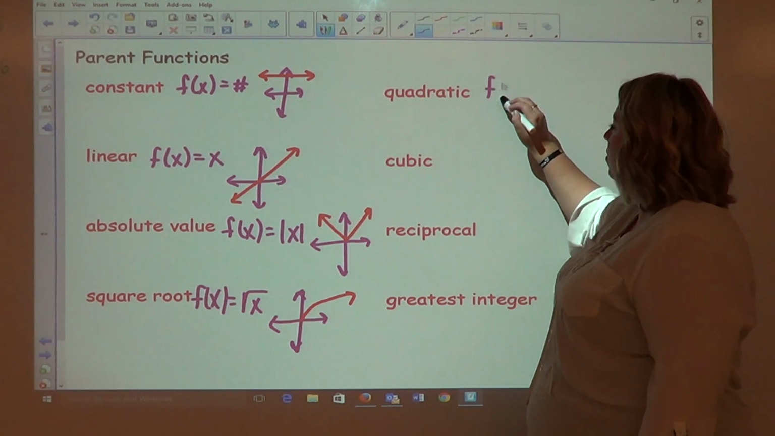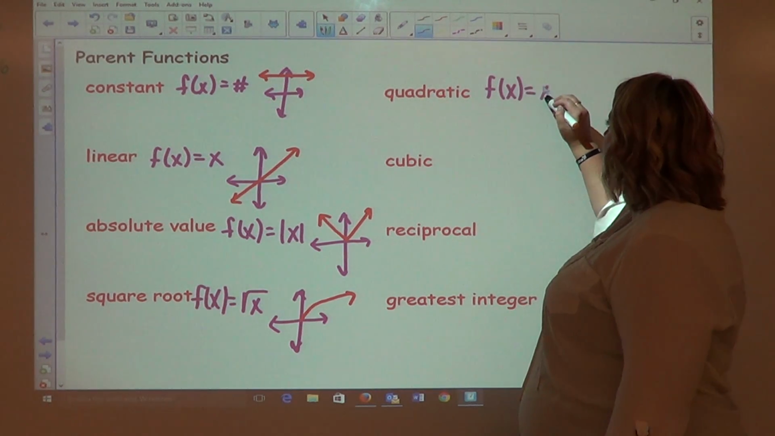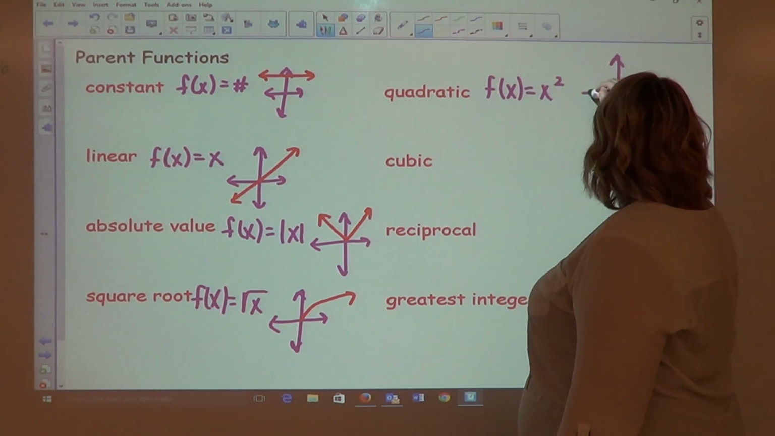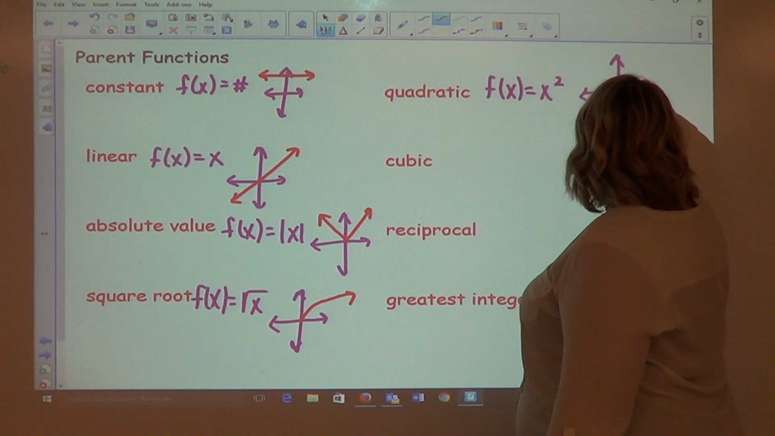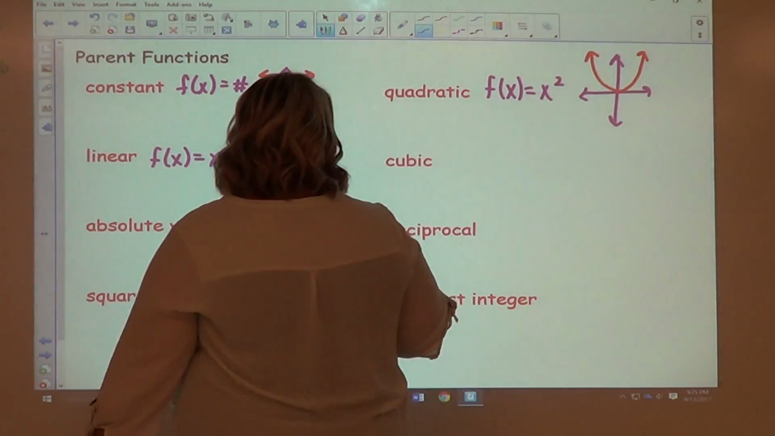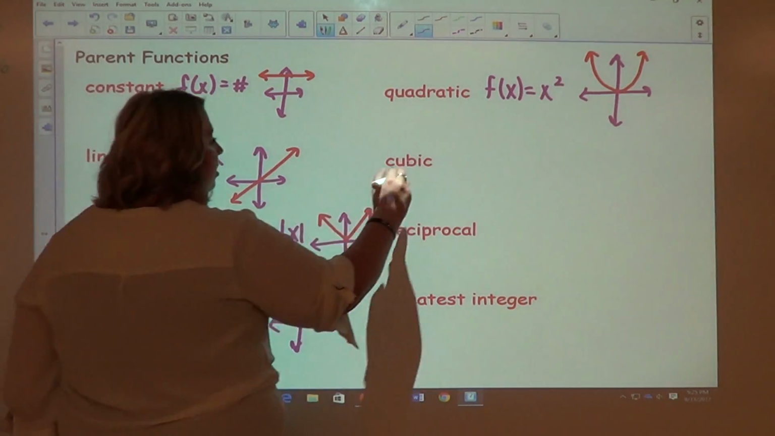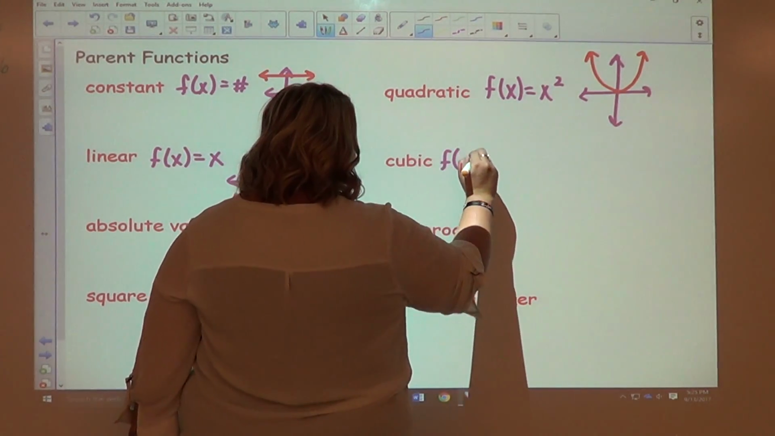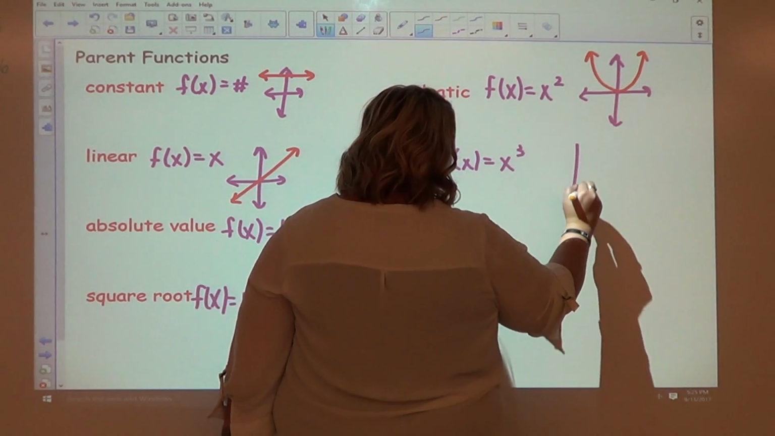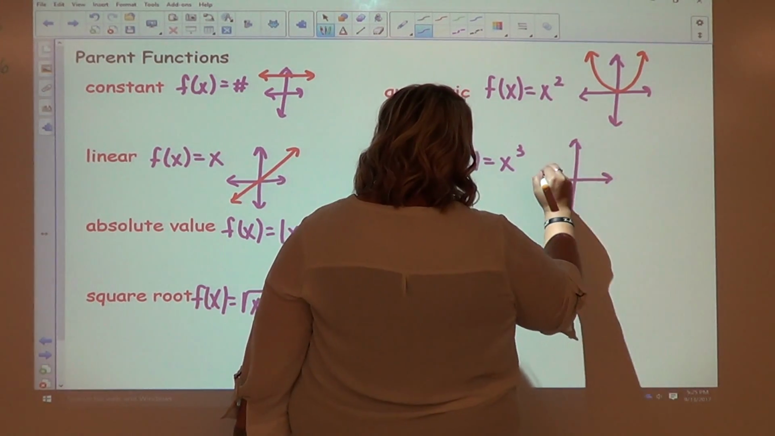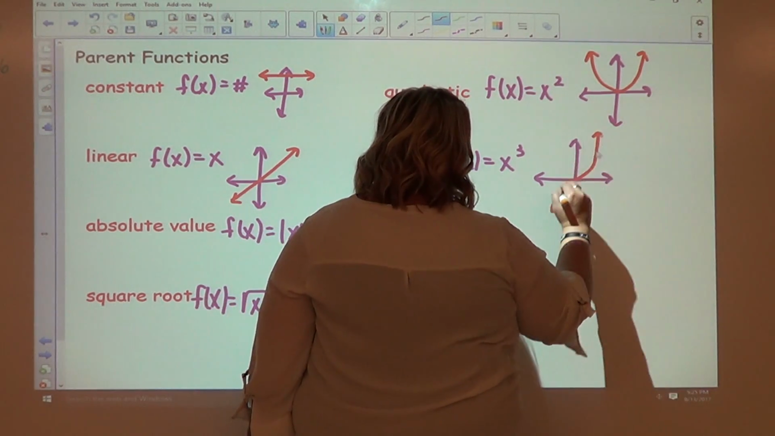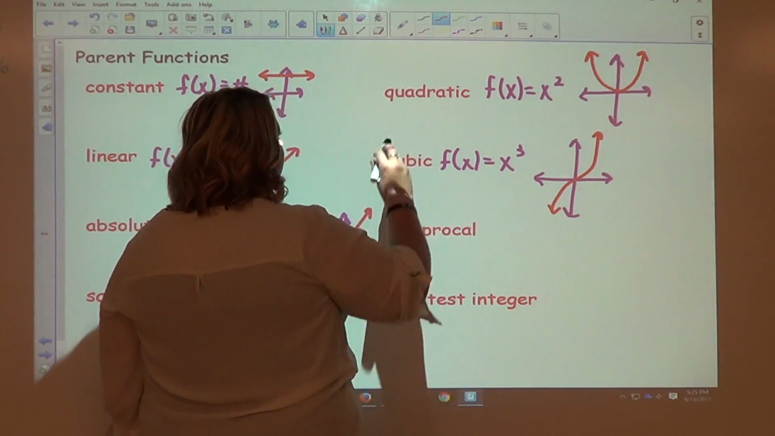Quadratics are your x squareds. You should know what those look like. They're your parabolas. Your cubic are your x to the third. And those look like this. It's where they start one way and they change directions.